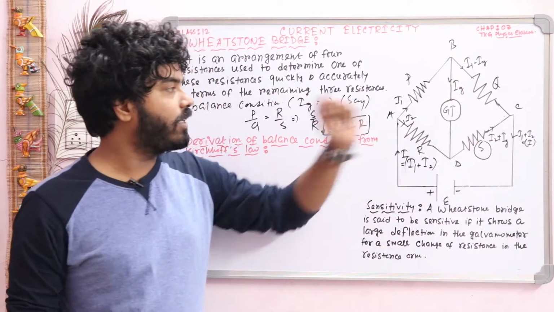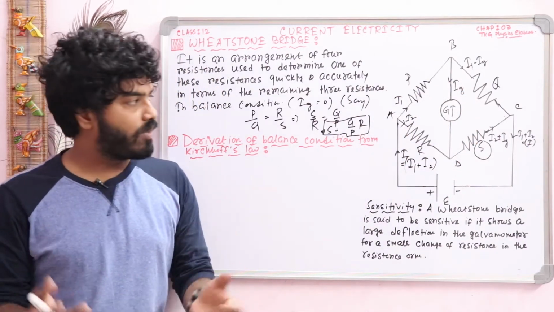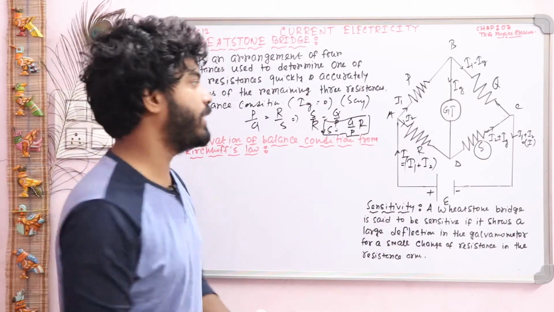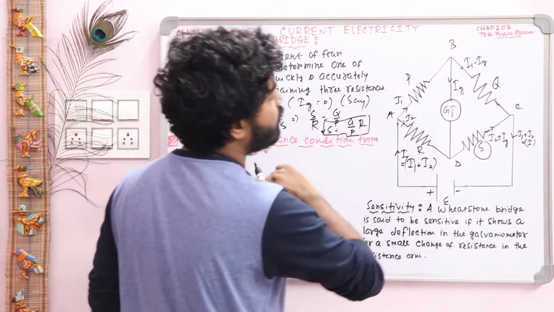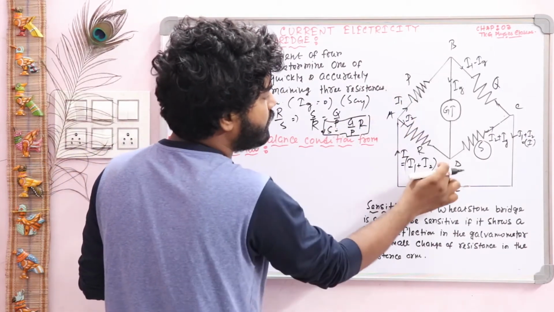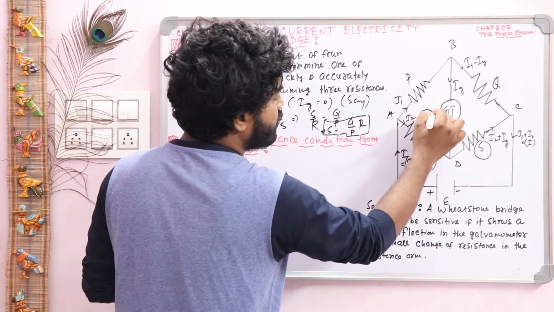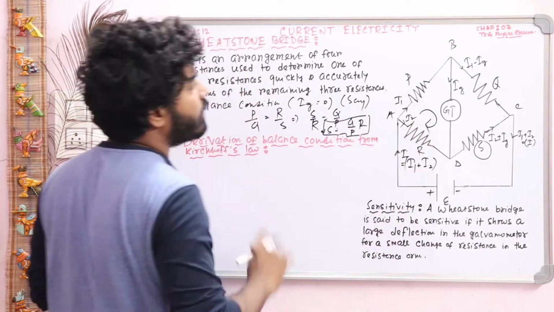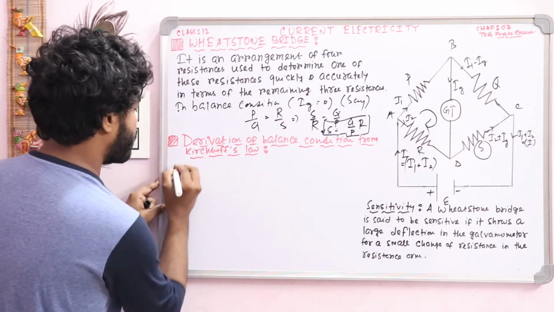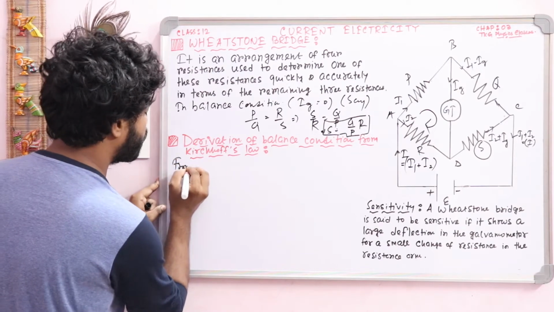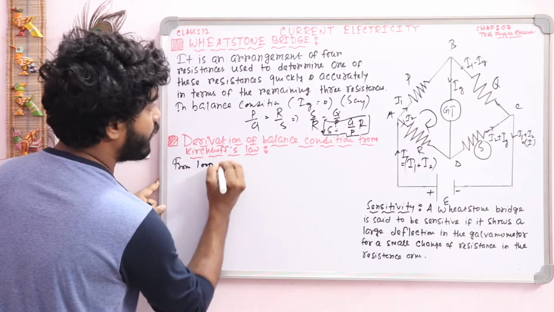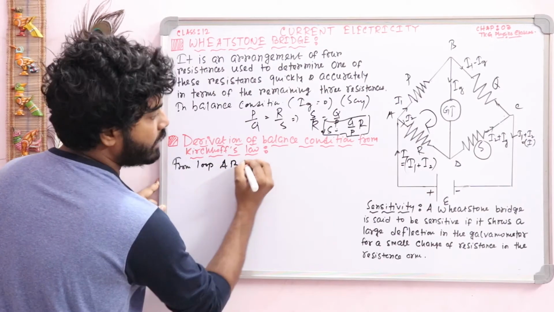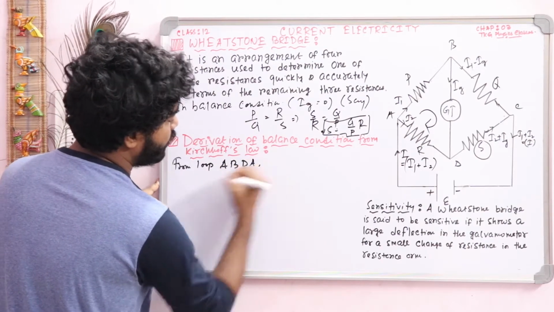Now we will apply Kirchhoff's law. At first we consider the loop. Suppose we are considering this loop A, B, D, A, and you just see we are considering this loop in the clockwise direction. So write it down, from loop A, B, D, A, we can write.